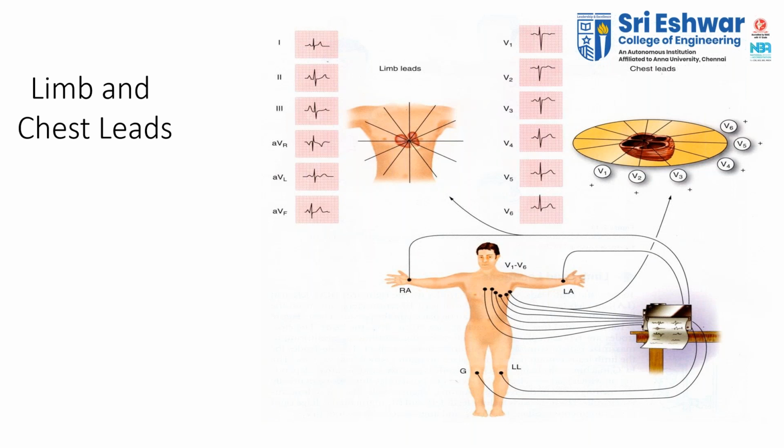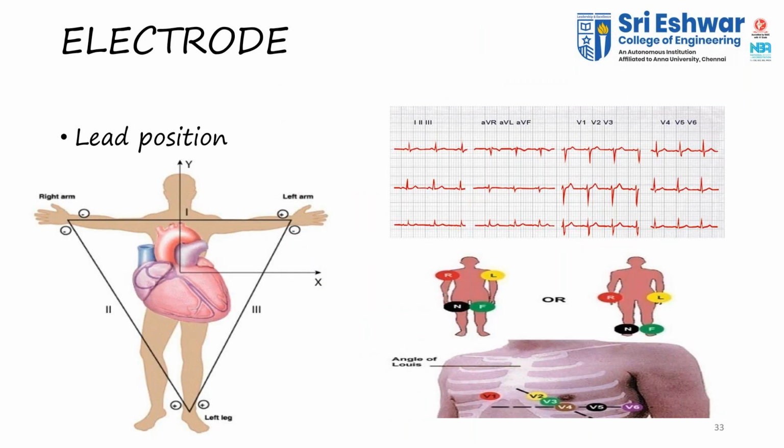Okay, so here you have around 6 electrodes on the body of the patient, and we have 2 electrodes on either hand, on either side of the wrist. And we have 2 electrodes at the patient's knee. Okay, so all these electrodes are put into a single machine which gives the PQRST waveform. This is called limb and chest leads.